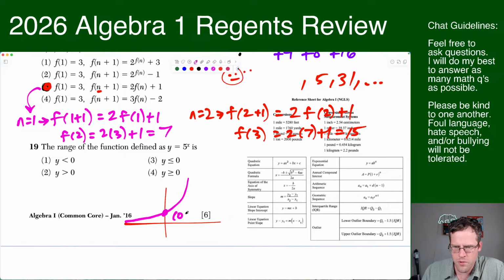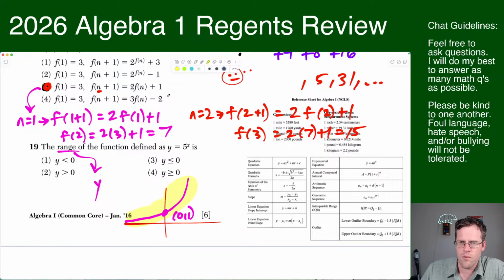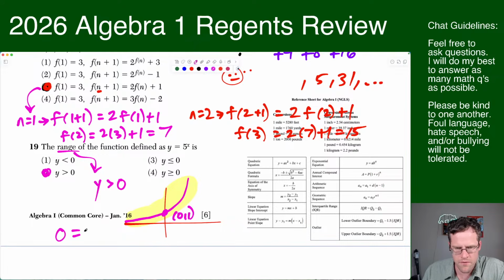Okay, and it passes through the point (0, 1). The range is the set of all possible y values. But if you see here, the y values are all positive. Okay, y is strictly greater than 0. It is not possible for this to equal 0. All right, 0 equals 5 to the x has no solutions. Okay, this will never be true.